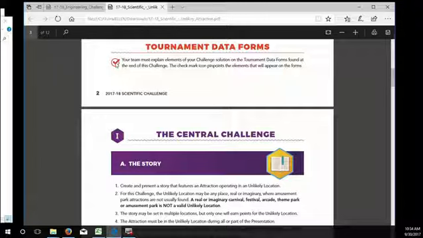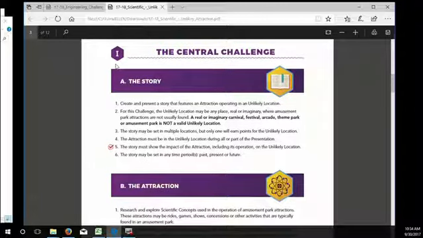If you see this check mark any place in the challenge, and they'll be scattered around, that just means that that's something that the kids will have to explain to the appraisers at the tournament. So the first section, when we get to explaining the actual challenge and what's required, is the central challenge section. So the team challenge consists of two sections, the central challenge and team choice elements.